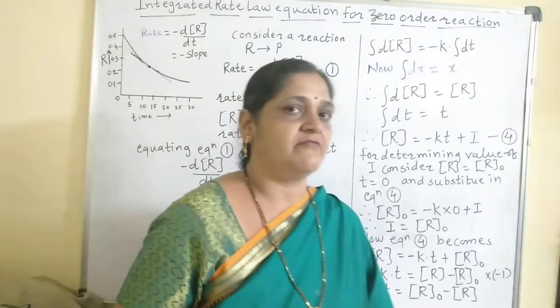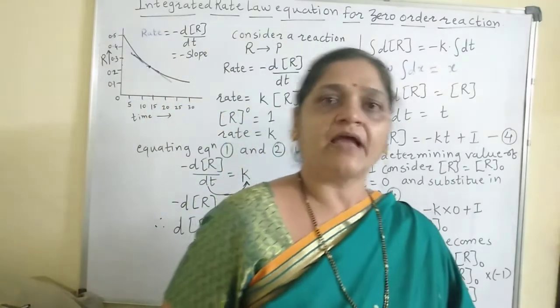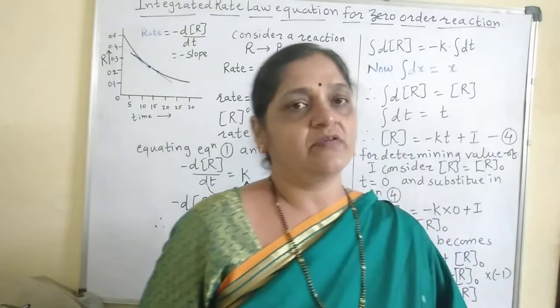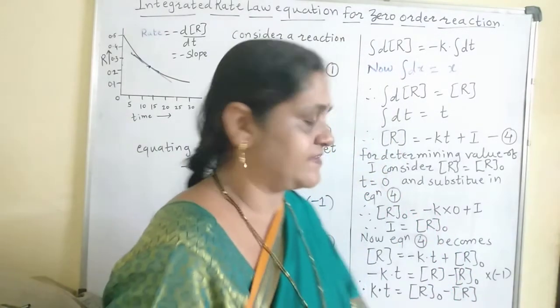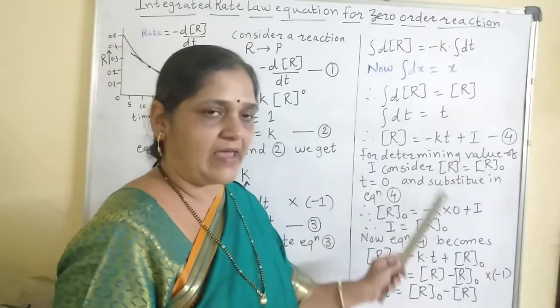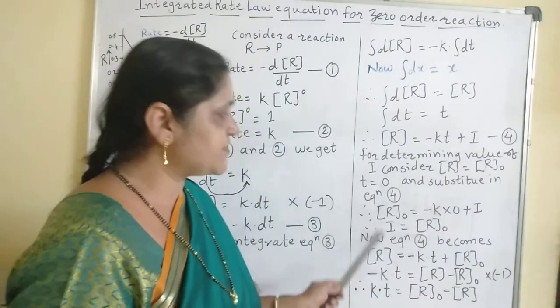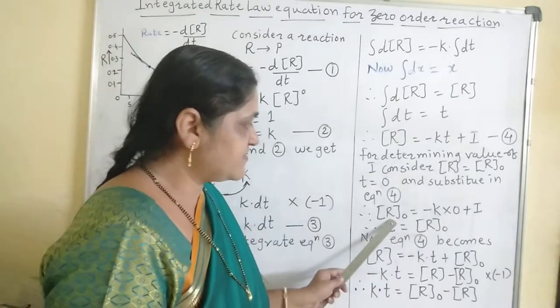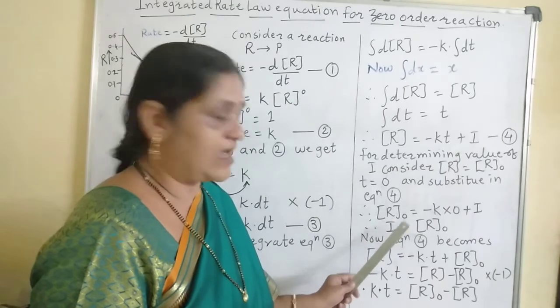That means initially, when the reaction has started, time T is equal to 0, and at that time the concentration of R is equal to R0. So in equation 4 we will substitute these two values.